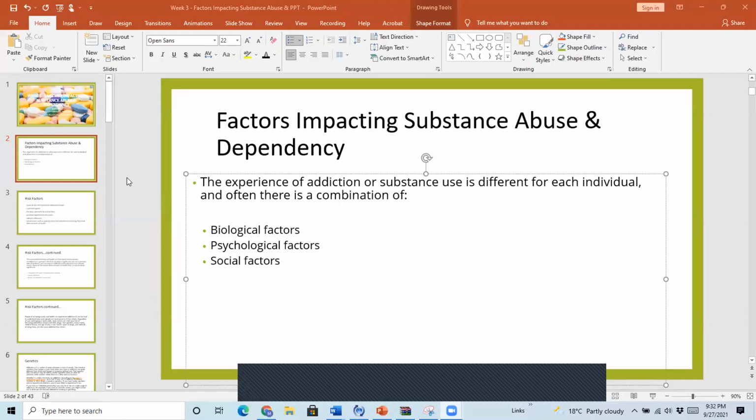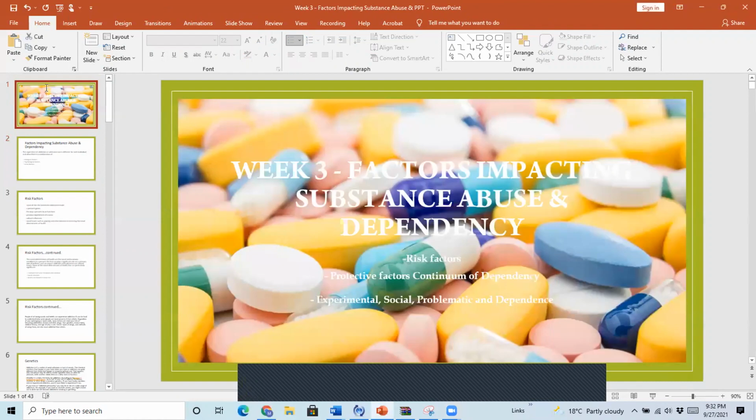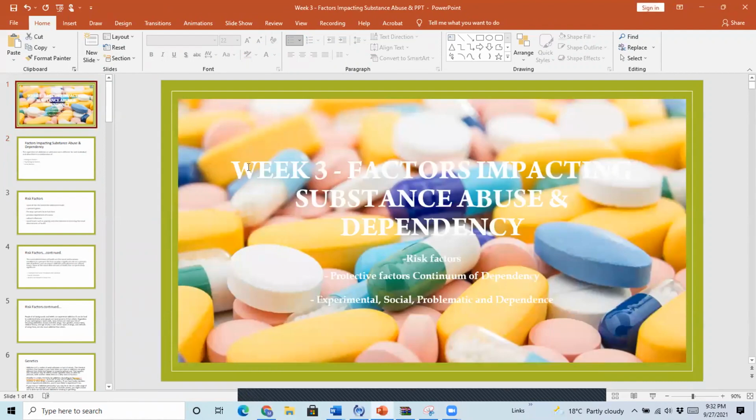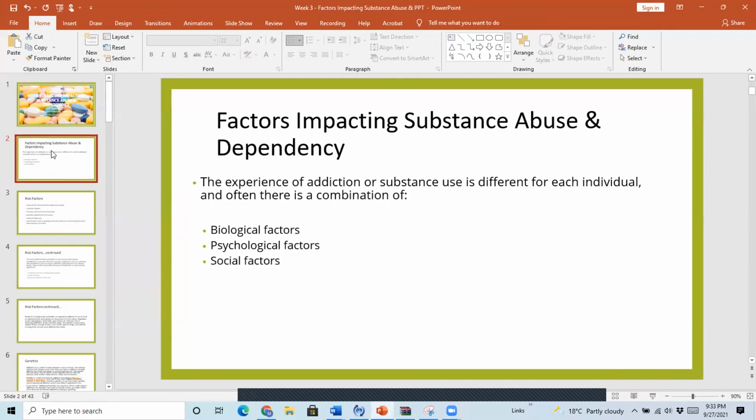Here we go. So we're talking about the factors impacting substance use and dependency. There are a lot of different factors that are really important in understanding this. We're going to talk about the risk factors. We're going to talk about protective factors involving dependency. We're going to talk about experimental, social, problematic, and dependence. So let's begin talking about the factors that influence substance use, abuse, and dependency.